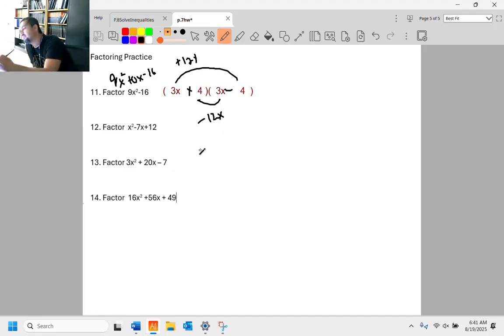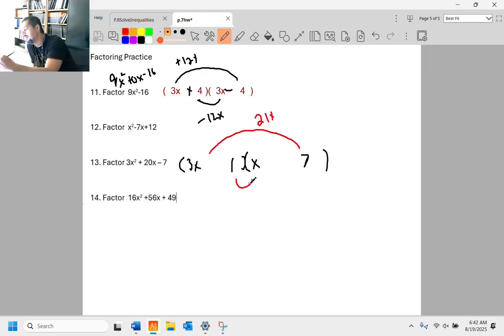Another one I'll do is 13. The only way to make a 3x squared is to use a 3x and an x. 7's pretty easy numbers to work with. It's going to be 7 and 1. And let's think about what was made here. 3 times 7 is 21x. 1 times x is x. I want a positive 20, so I need the 21 to be positive and the x to be negative, because 21x minus x is 20x. So positive, negative.